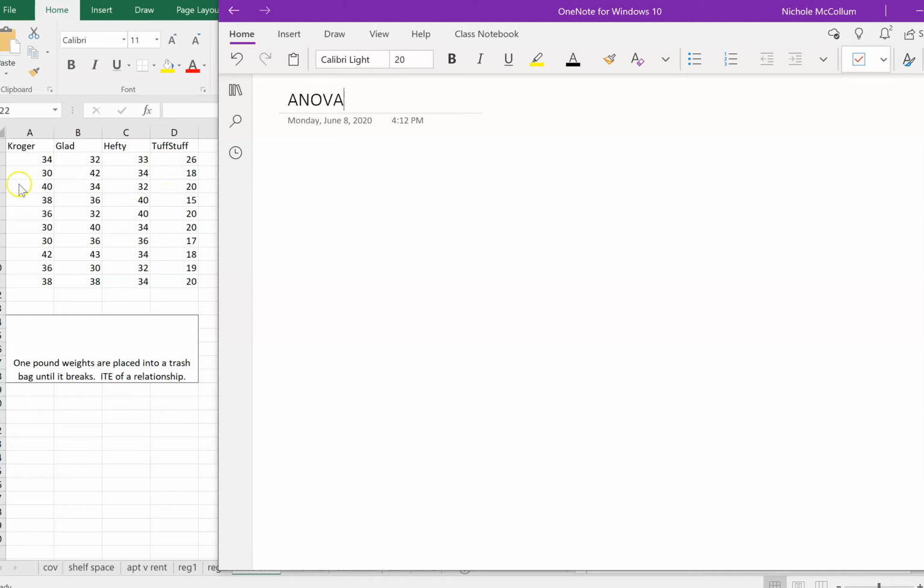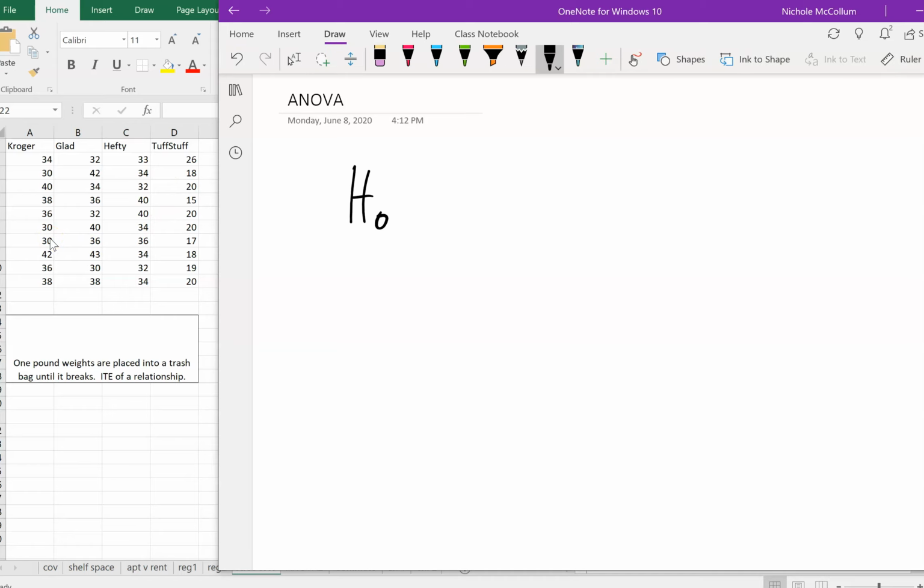Each one of these is a trial of us putting weights into a trash bag before it breaks. The question is, is there evidence of a relationship between these trash bags and their average breakage? So what would be my hypothesis test? Well, my typical null is all the mu are equal. I'm going to assume all trash bags are the same until you prove me otherwise.